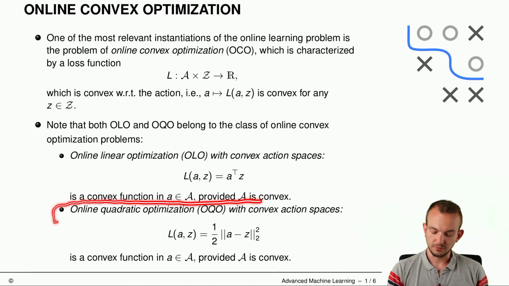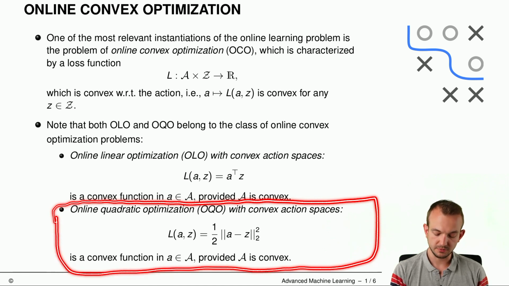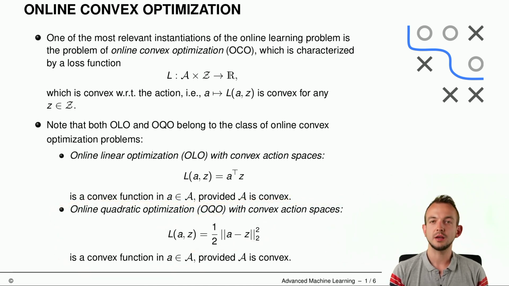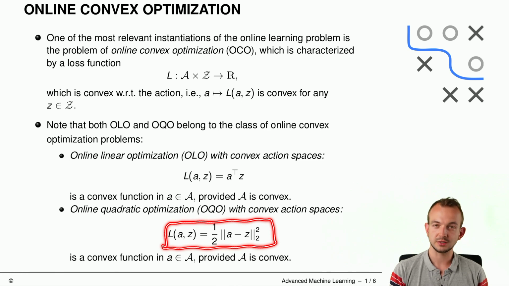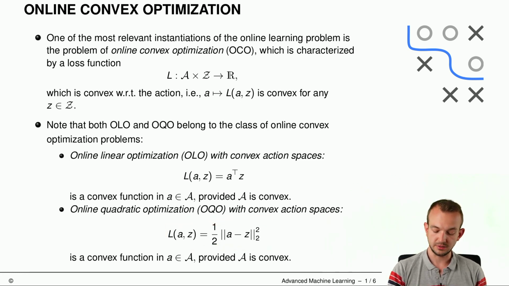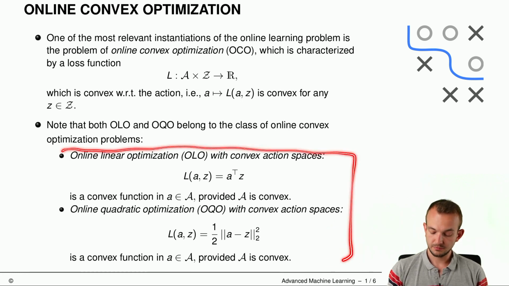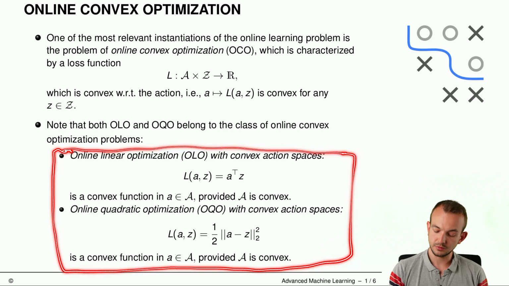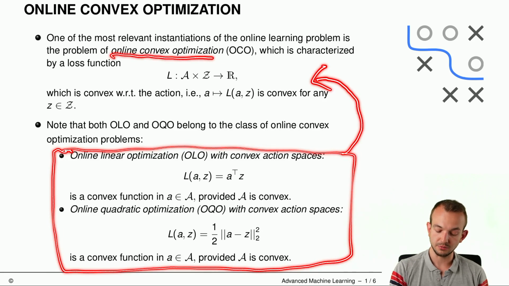Similarly, for the online quadratic optimization problem, which is characterized by a quadratic loss function, there again we can look at illustrations to see how the function looks. So it has this parabolic shape. In the two-dimensional case it is bowl-shaped. Also we can compute the Hessian matrix, so the second derivative, and we will see that this is a positive semi-definite matrix for all the z's and all the a's we have there. So both of these problems we have dealt with are in fact online convex optimization problems.